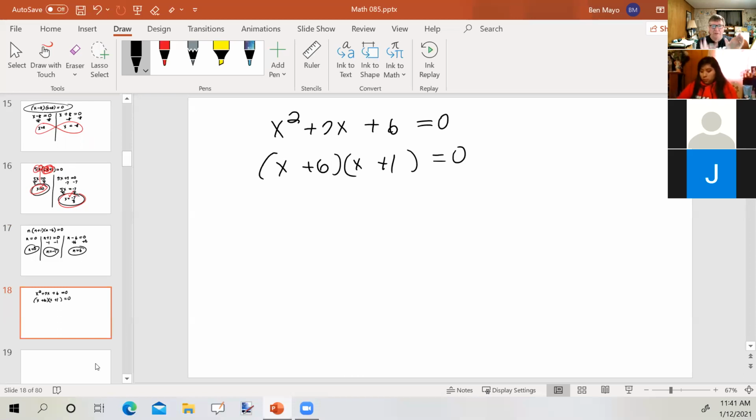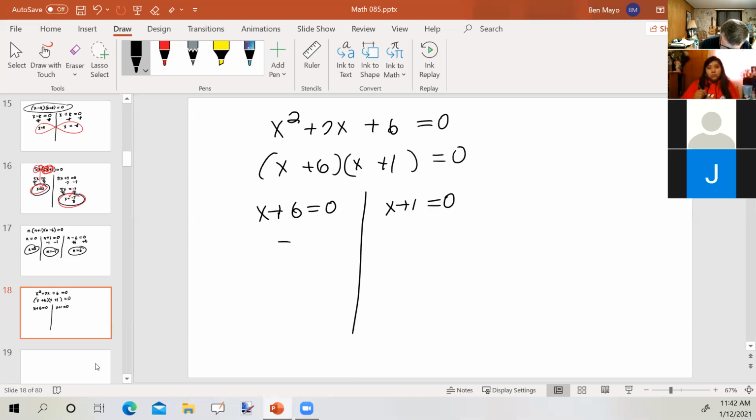So now we have a factor times a factor equals 0. So we'll take each factor that contains a variable, set it equal to 0, and then solve each of those first degree equations. So if x + 6 = 0, subtracting 6 from both sides, we get x = -6. If x + 1 = 0, subtracting 1 from both sides, we get x = -1.